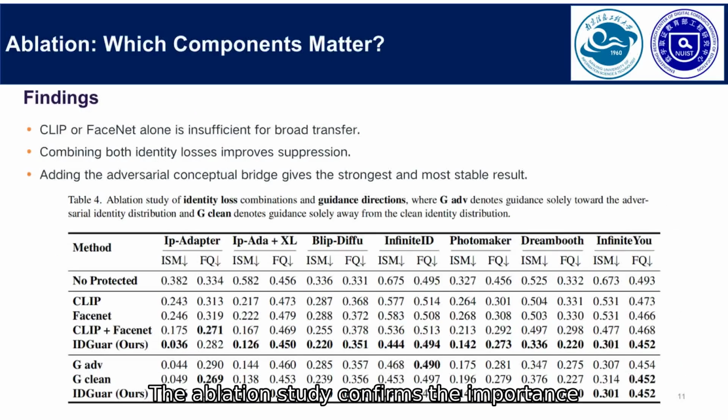The ablation study confirms the importance of each component. Using only CLIP or FaceNet gives limited transfer, while combining both improves identity suppression. Adding the adversarial conceptual bridge gives the strongest and most stable results, supporting our two-stage design.